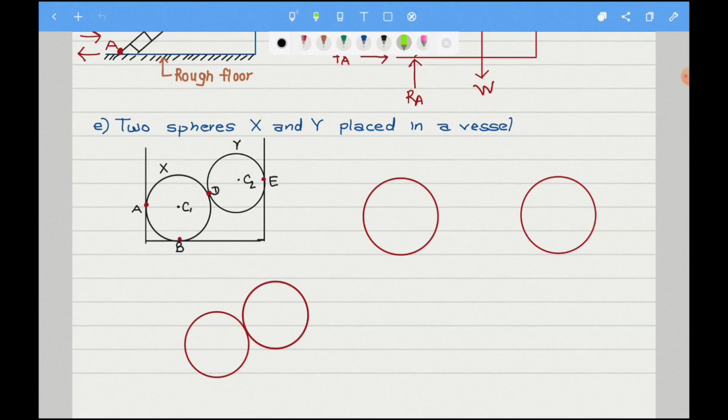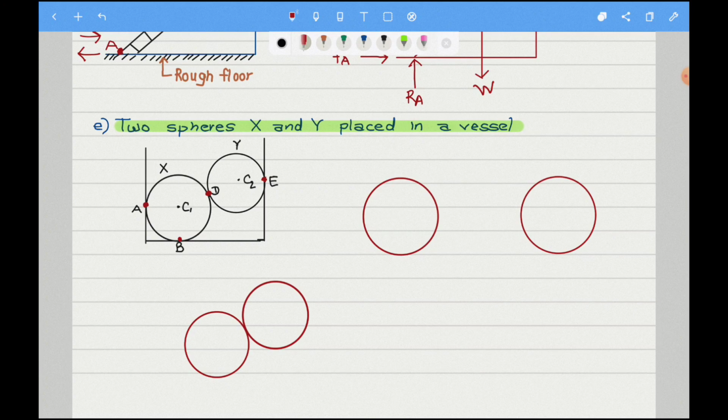The fifth example over here is that of two spheres X and Y placed in a vessel. So we can clearly see that the spheres X and Y are placed in a vessel, so that A and B are the points of contact of sphere X with the vessel. Similarly, E is the point of contact of sphere Y with the vessel. Likewise, point D is the point of contact of spheres X and Y. We'll be analyzing the free body diagram of X and Y separately and then combine them to understand it better.